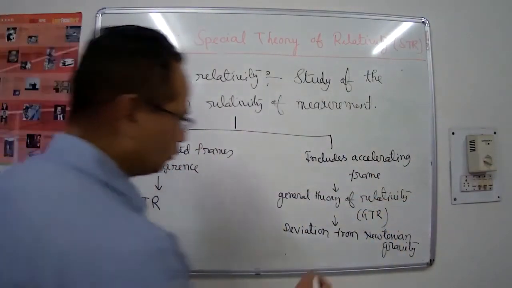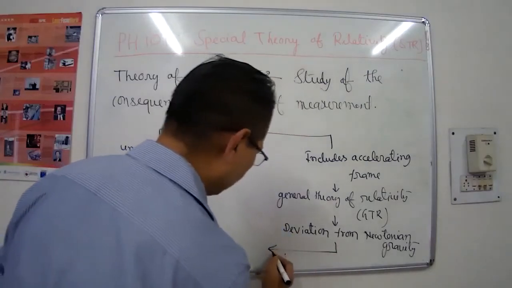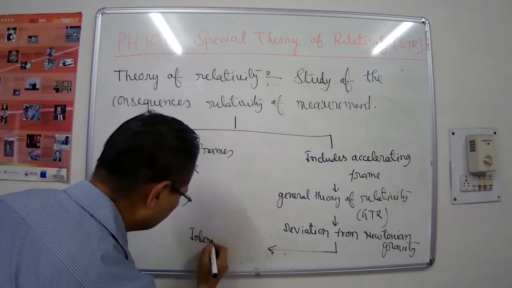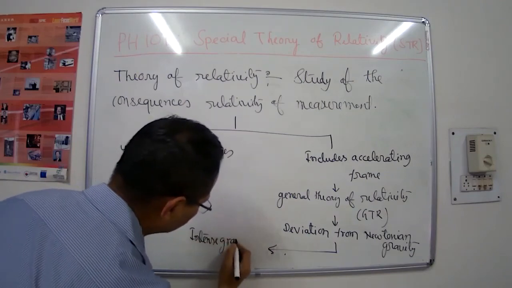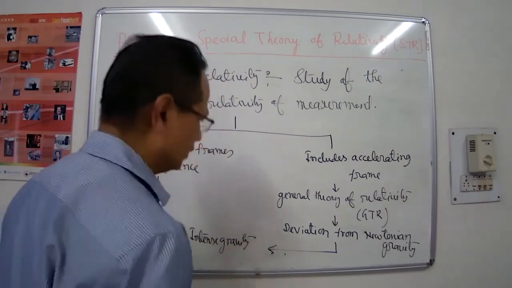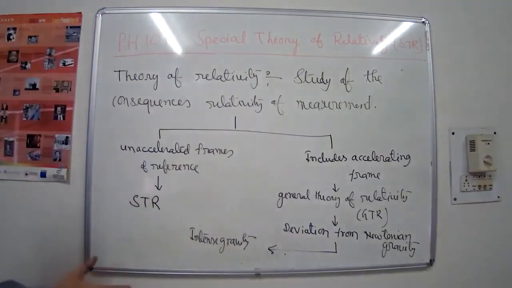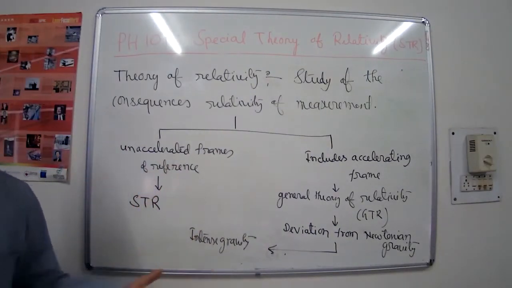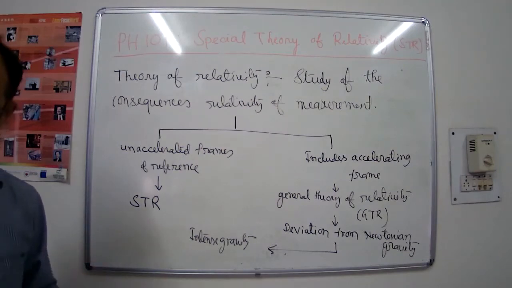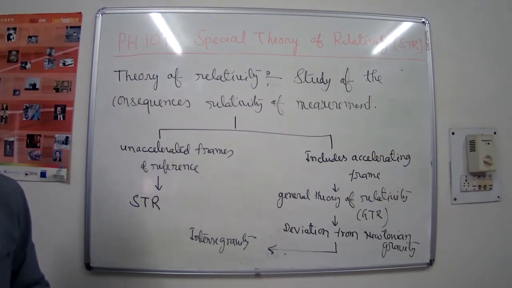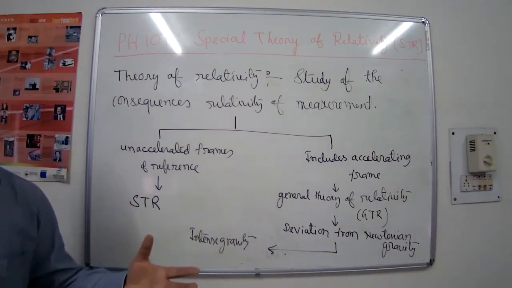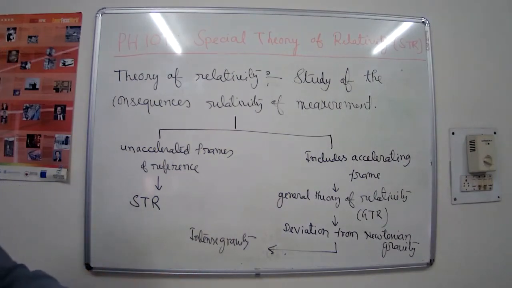But this kind of deviation will be only observed when the gravity is intense. Intense means very large gravity. So when the gravity is very large, Newtonian gravity cannot explain the physical phenomenon, and you need a new theory, that is the general theory of relativity. In general, it also deals with accelerated frames of reference.